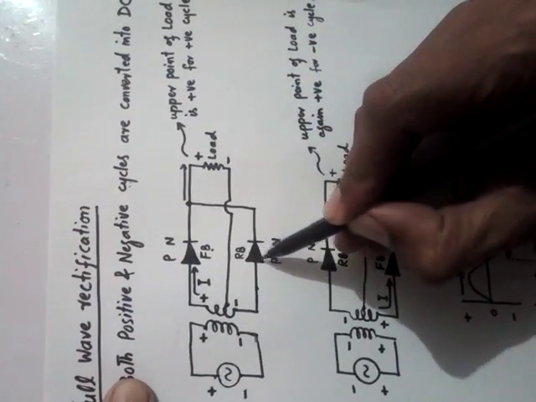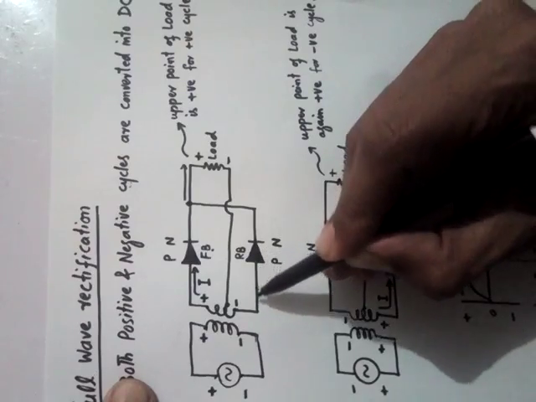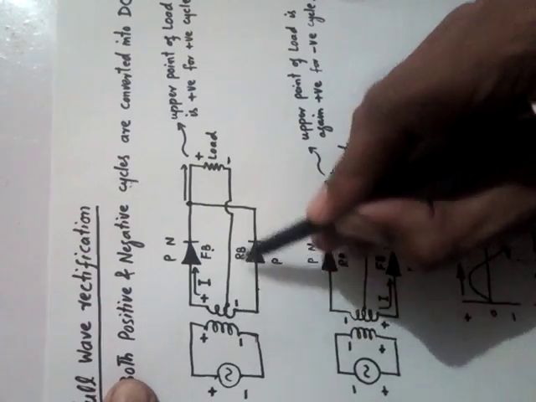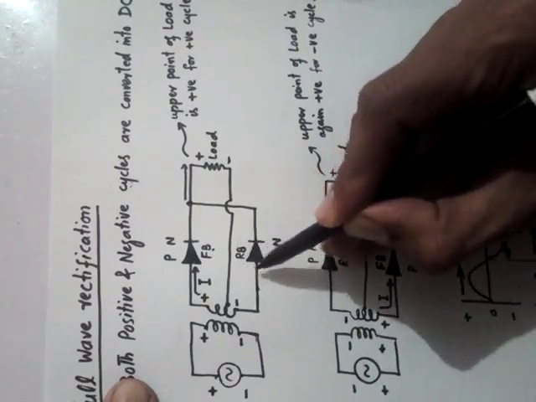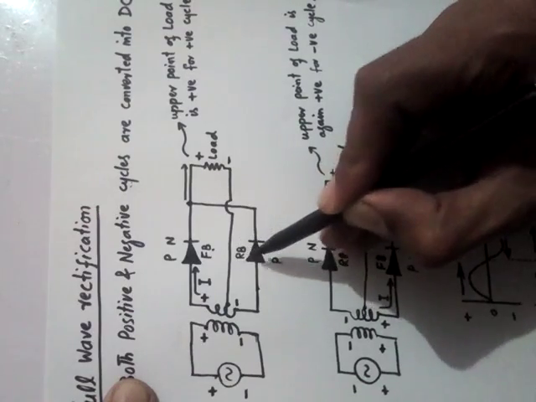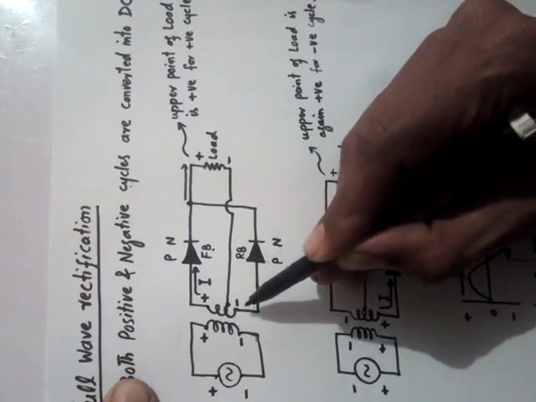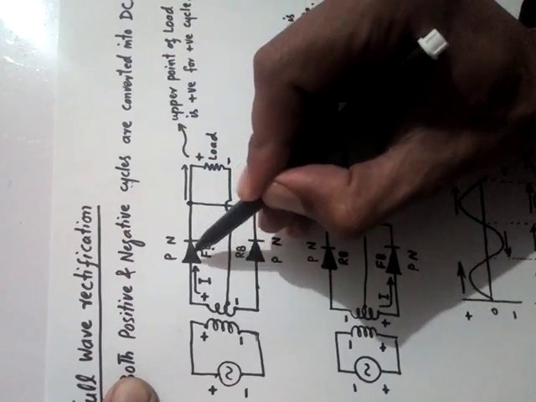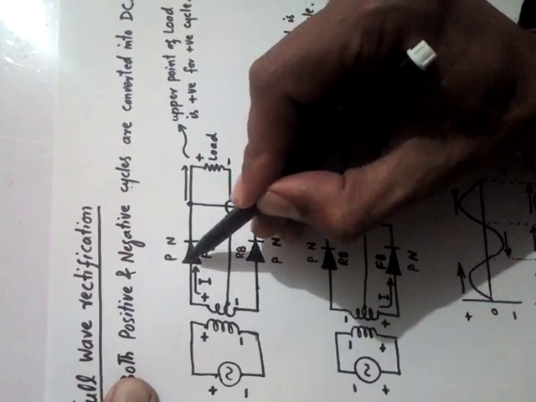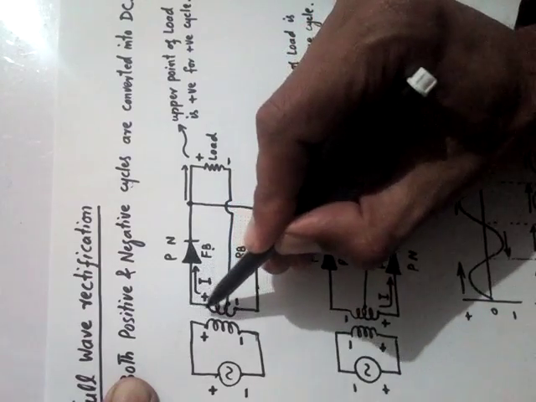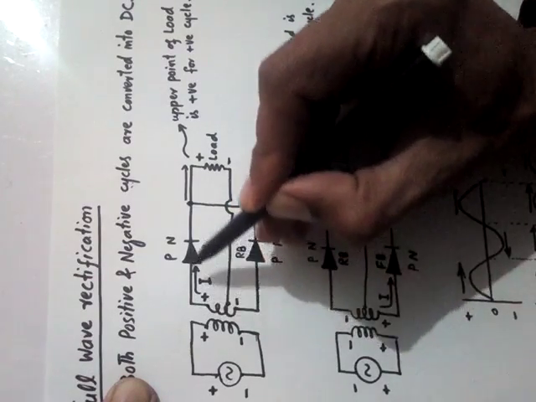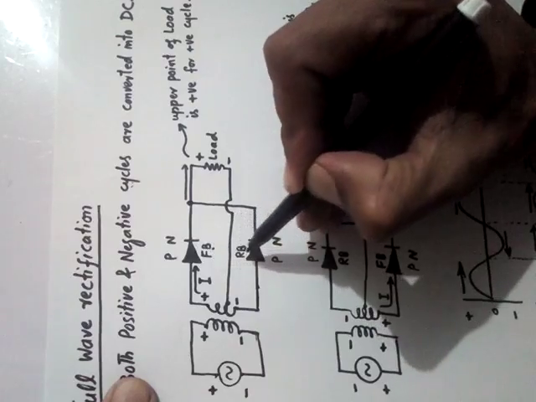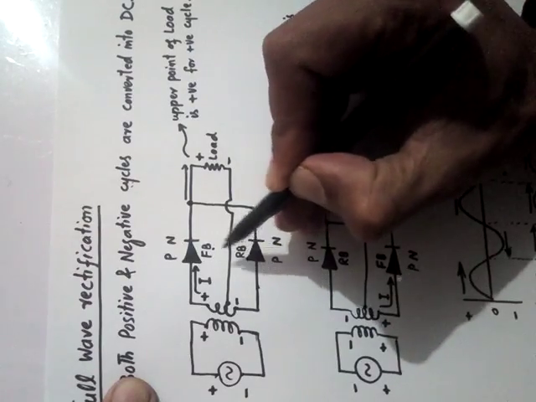The p side of this second diode is now connected with the negative. Now this diode is reverse bias. Getting my point? Because p is connected with negative, while this first diode is forward biased because the p side of this diode is connected with the positive terminal. So this diode is forward and the second diode is reverse.